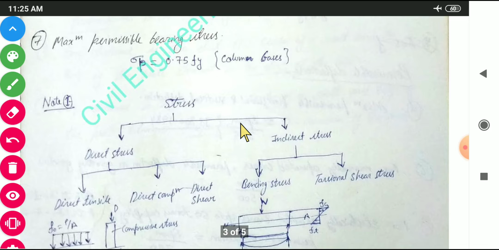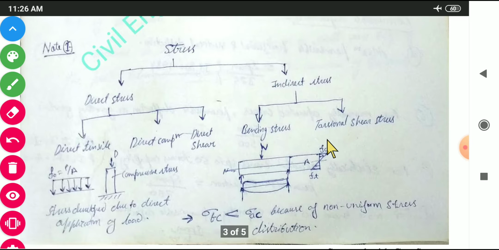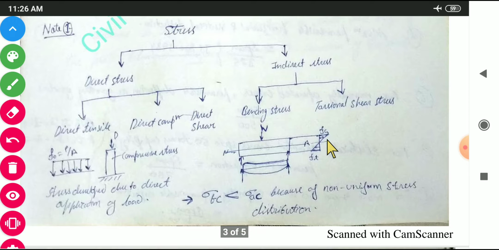Now there are some points worth noting. So what is stress? Stress can be classified into direct stresses and indirect stresses. Direct stresses include direct tensile, direct compression, and direct shear. Indirect stresses include bending stresses, torsional stresses, and shear stresses. Direct tensile or direct compression stress is due to application of load, and it is given by load per unit area.